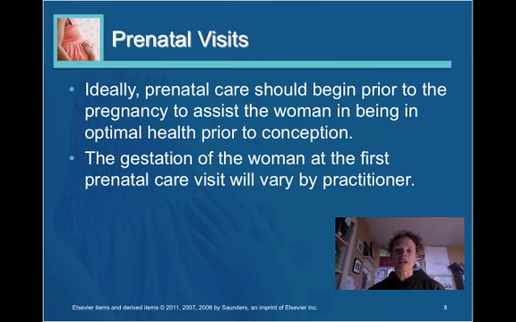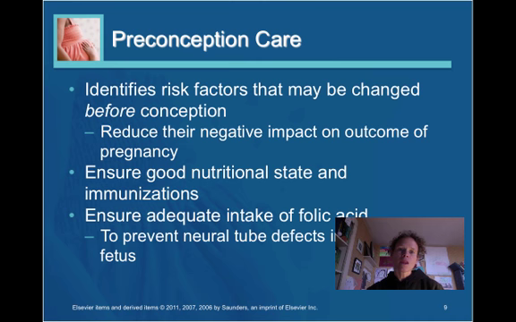Gestation of the woman at the first prenatal care visit is going to vary from individual situation to situation. What are some other factors that are involved in preconception care? Well, you want to identify risk factors that may be changed before conception. So if I have a couple that comes to me and says, boy, we really want to get pregnant, and I know that they're both smokers, well, I can counsel them on smoking cessation, and that can be something that can be changed before conception. So the goal there would be to reduce the negative impact on the pregnancy.